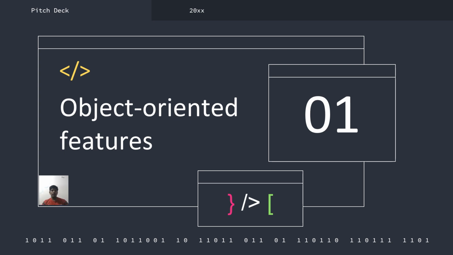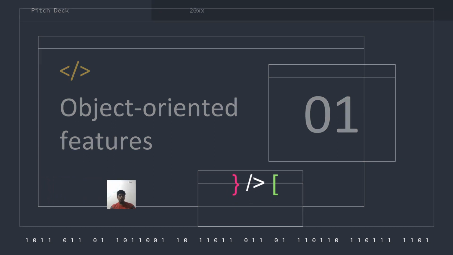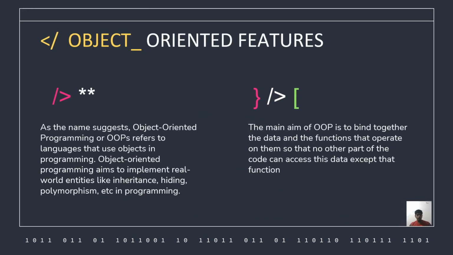And the next is object oriented features. As the name suggests, object oriented programming or OOPS refers to the language that uses objects in programming. Object oriented programming aims to implement real world entities like inheritance, hiding, polymorphism, etc. in the programming. The main aim of OOP is to bind together the data and the functions that operate on them so that no other part of the code can access this data except that function.